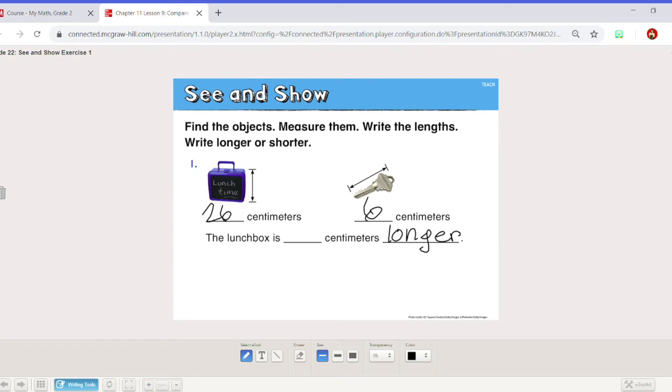I like to use the word first. Then I can do my math. 26 minus 6, get the difference. That lunchbox is 20 centimeters longer. All right, you guys, I believe in you for the rest of this math. Just remember that you are finding the difference between problems, which is subtraction. And be careful when you're reading to solve for longer or shorter.